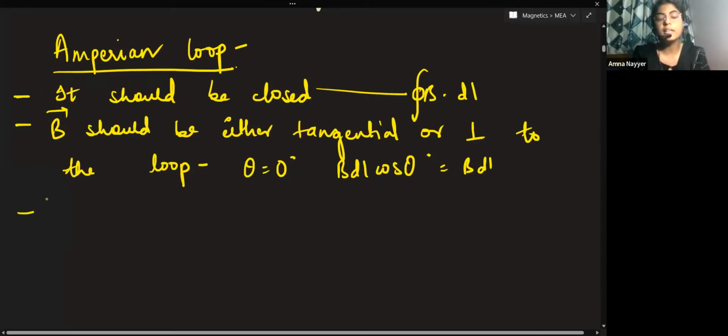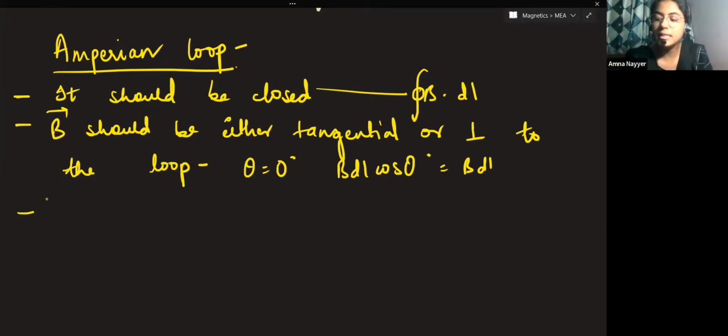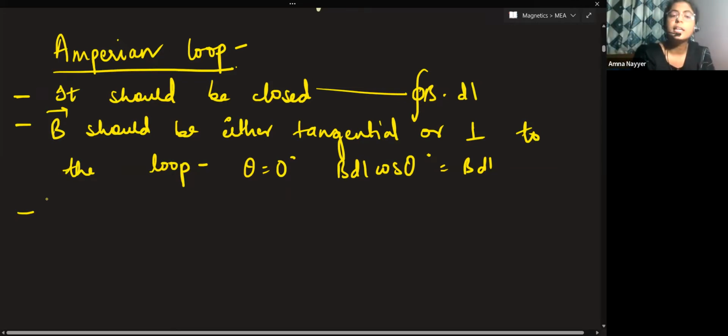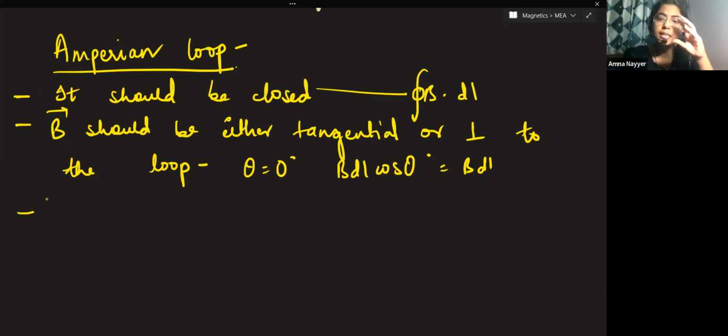One more thing is that if your magnetic field is constant, then your integration becomes easy. When we were discussing the lesson before potential and capacitance, we had discussed integration and differentiation. One rule that is common to both is that any constant quantity comes out of it. Whatever is the constant quantity, that comes out.